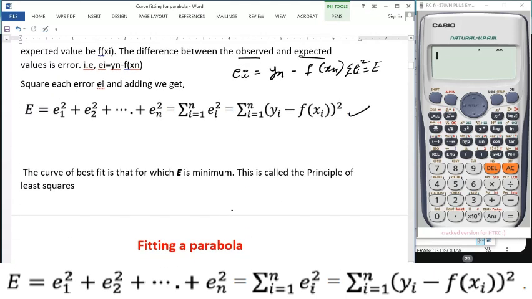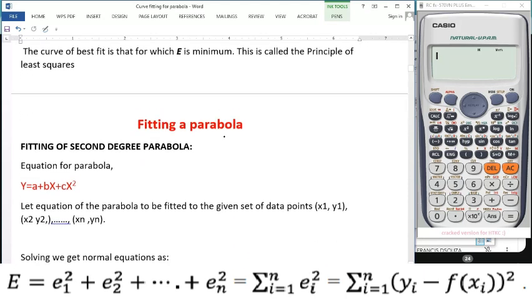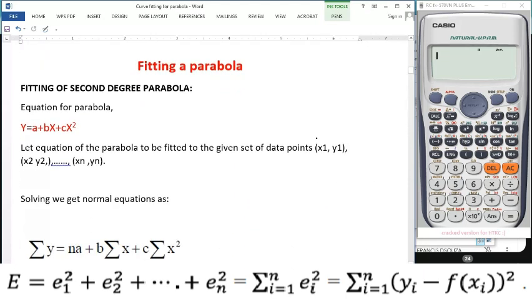So the curve of best fit is that for which E is minimum. Yes, please remember this, students. Taking the difference between the observed value and expected value, squaring the errors and adding them, we get E, which should be minimum. This is called the principle of least squares. So finding the least square means minimizing the error. A very, very important example that will come in the exam is fitting a parabola. Please remember, students, this is also known as fitting a second degree parabola.